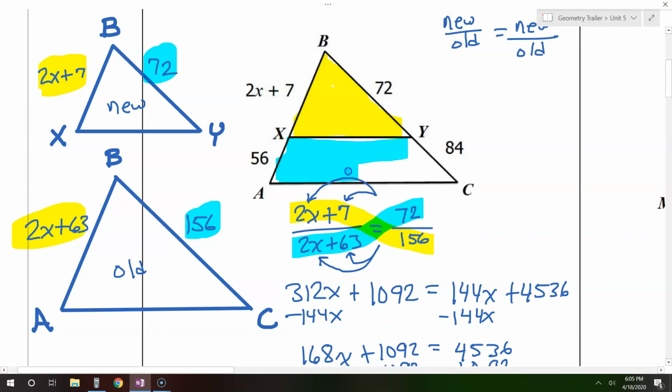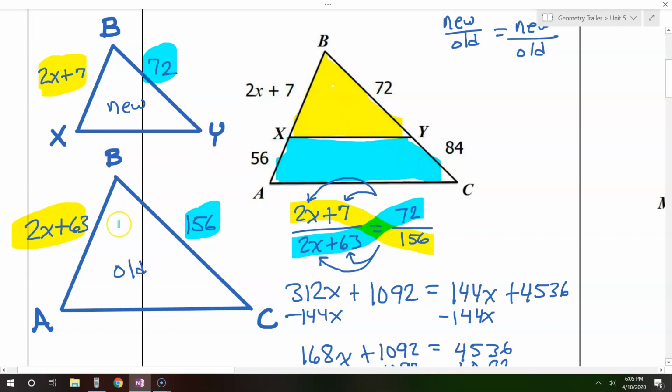So instead of separating this into two separate triangles like I did over here, whenever you're just dealing with the sides being split in some way, then what you can do is just use these pieces directly. All right, you can use the parts of the sides.